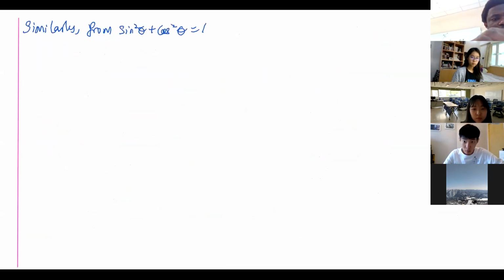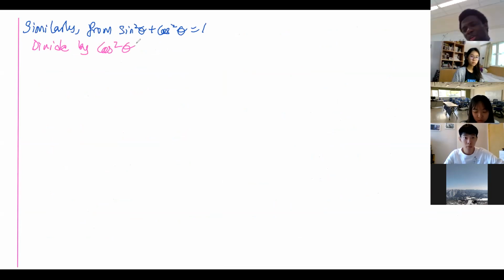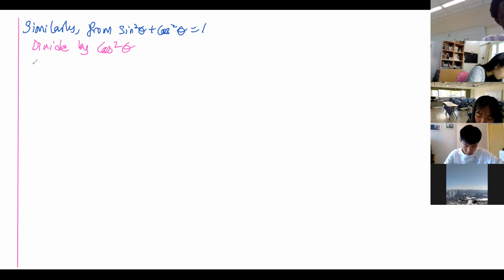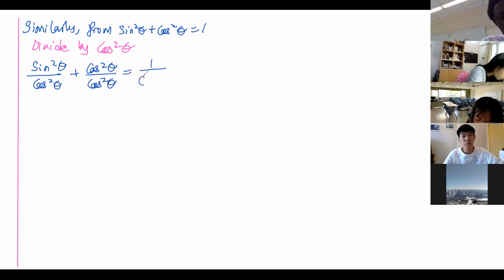So also from here, we can actually divide just like we did before. We can divide by cos square. If you do not have your formula sheets and you know sine square plus cos square is equal to 1, I'm showing you this so you can derive the rest yourself. That's the point of this. So basically, sine squared theta divided by cos squared theta plus cos squared theta divided by cos squared theta equals 1 divided by cos squared theta.